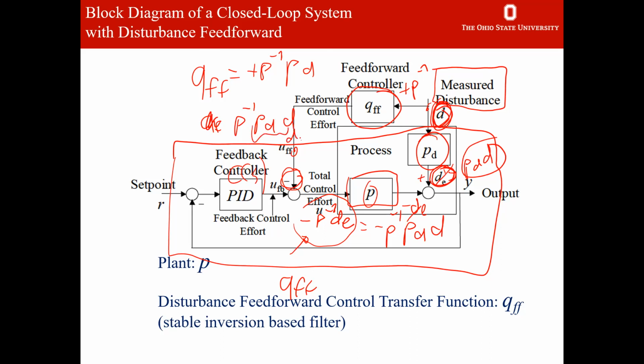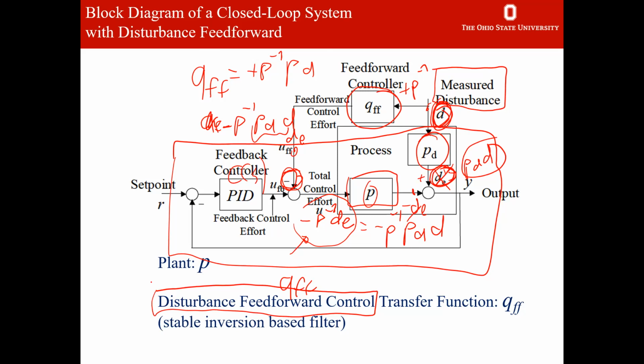This is nothing but DE. There is going to be a minus sign because of this. And once I come to this point, I'm going to cancel D sub E right here. And this is what we call disturbance feed forward control. Theoretically, if I could measure that disturbance, I can cancel it exactly.